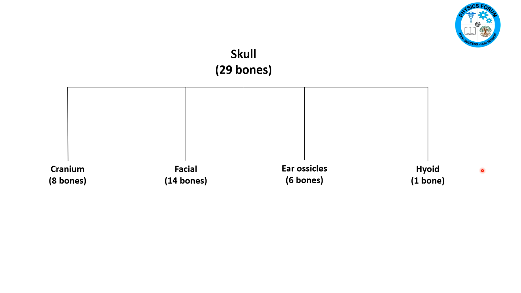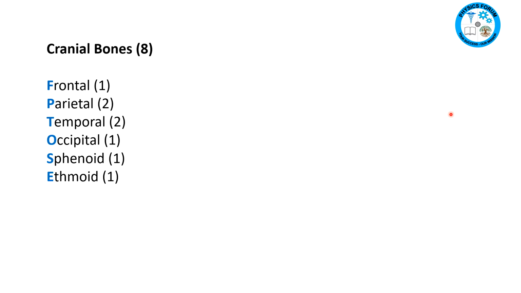So let's move to the next part, that is the cranial bones. Those are 8 in number: frontal 1, parietal 2, temporal 2, occipital 1, sphenoid 1, and ethmoid 1.